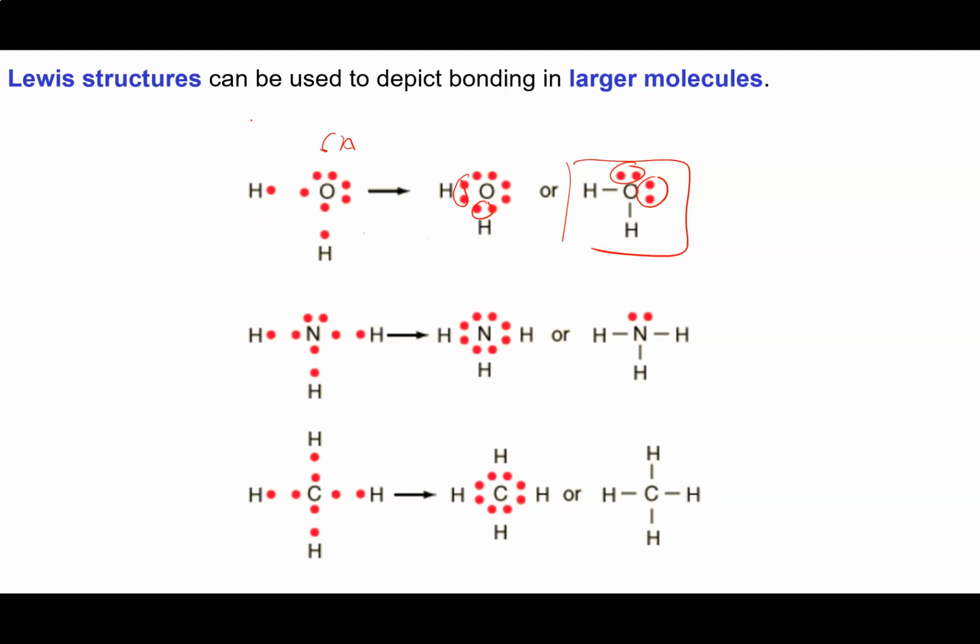Now interestingly, when we look at the Lewis symbol for oxygen, you see that it's got 2 unpaired dots there, so that's an indication that it loves to form 2 bonds.